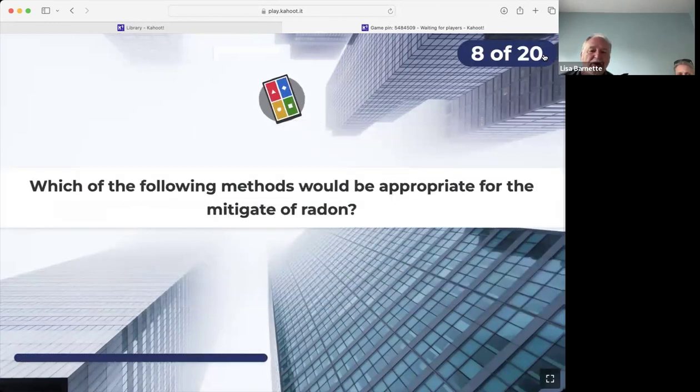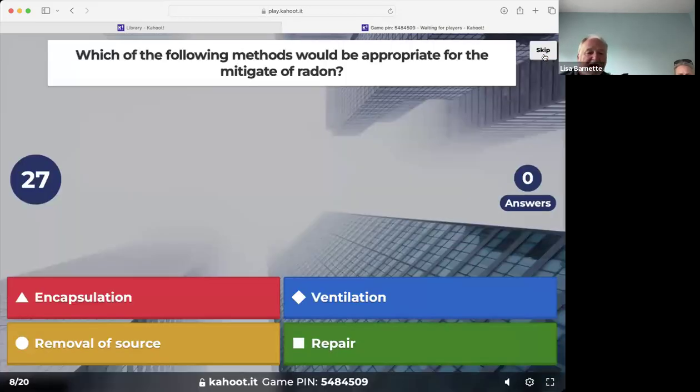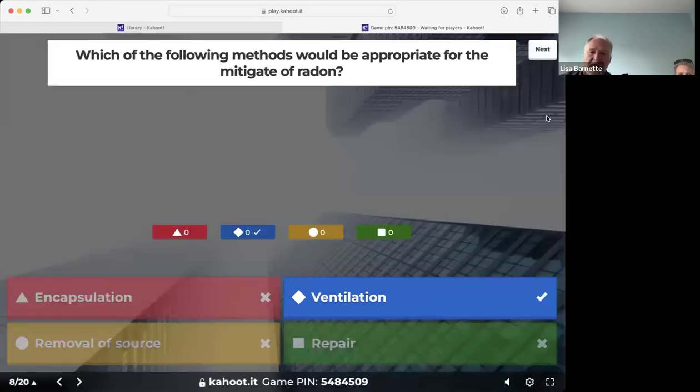Which of the following methods would be appropriate for the mitigation of radon? Is it A, encapsulation, B, ventilation, C, removal of source, or D, repair? And the answer there, of course, is ventilation. In other words, radon dissipates harmlessly if it's allowed to get out of the house. The problem with construction now is a lot of construction is built so tight that we actually run the risk of holding the radon in. So the series of fans and vents to get rid of radon is actually very effective.